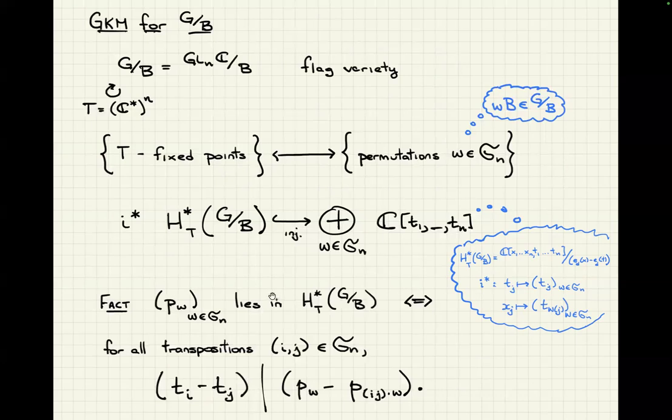So we have a nice GKM action. And GKM theory says that, well, here's how you can decide whether your favorite tuple of polynomials actually lives in this image. Well, we have these linear conditions. So whenever I have two permutations that differ by a transposition, the corresponding difference of polynomials should be divisible by this linear form, t_i minus t_j.